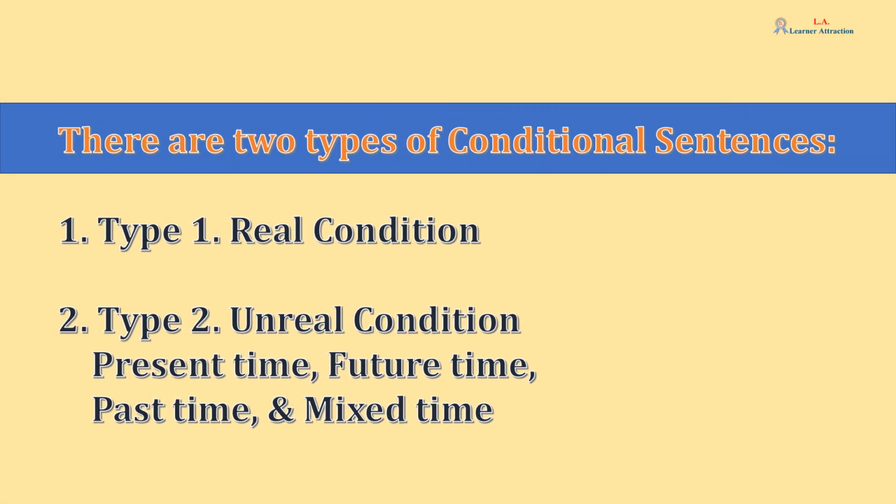There are two types of conditional sentences. 1. Type 1. Real condition. 2. Type 2. Unreal condition. Present time, future time, past time, and mixed time.